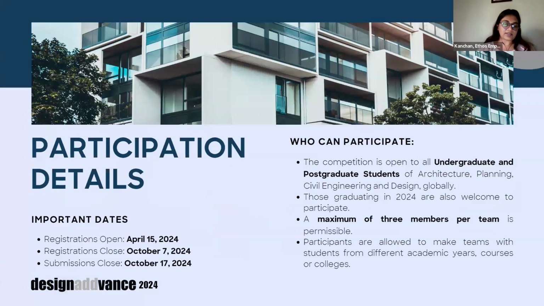Here are some important dates. So the registrations will close on October 7th, and the submissions will close on October 17th. And the competition is open to all undergraduate and postgraduate students of architecture, planning, civil engineering, and design globally. And those graduating from these courses in 2024, they can also participate in Designaddvance. A maximum of 3 members per team are allowed, and you can also make teams with students from different batches in your college, or even with your friends from different colleges, right? Just remember, you'll have to have one architecture student in your team.